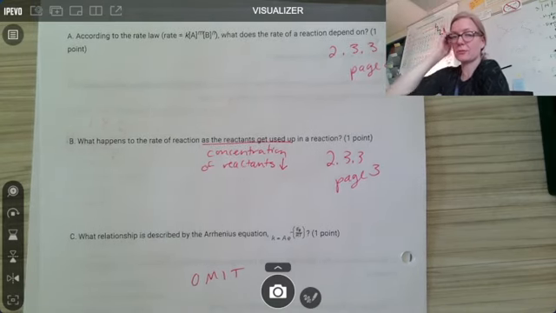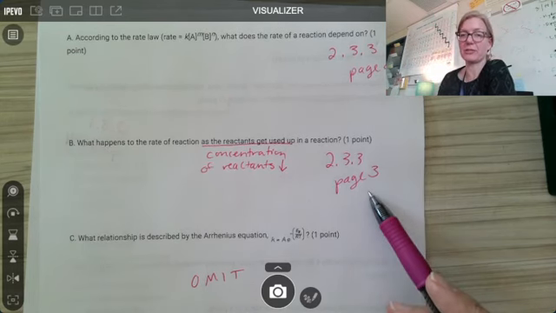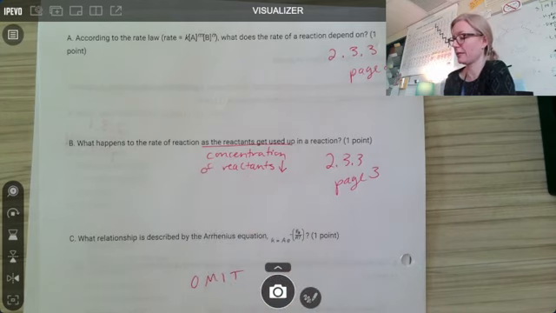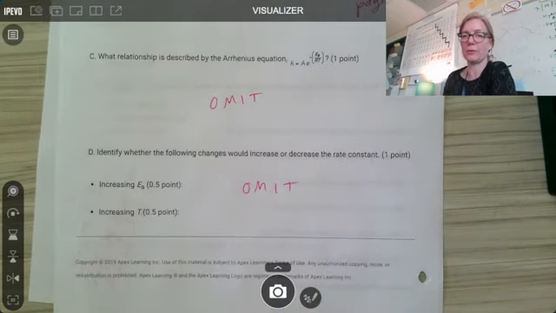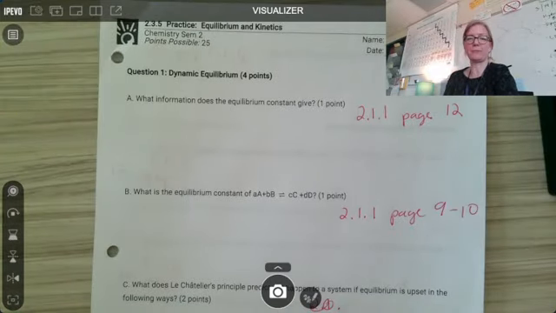As the reactants get used up, their concentration decreases. So based on what you read about concentration here in 2.3.3, page 3, you should be able to tell what effect this decrease in concentration has on the rate. And then C and D, you can omit those. All right, so hopefully that's helpful for 2.3.5 practice.